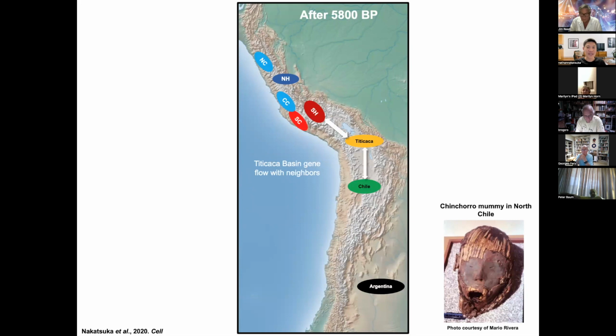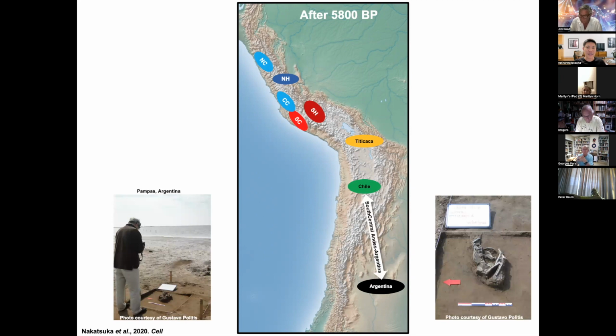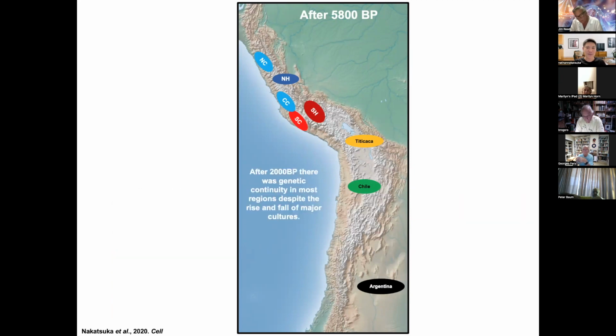We find that groups in the Titicaca Basin have gene flow from the South Peru highlands and North Chile. And we also found that the Andes had significant genetic interaction with external regions. So approximately 2,000 years ago, Northwest Amazon ancestry spread to northern Peru, and particularly the northern and central coast. And in addition, the South Central Andes had genetic interaction with Argentina, even impacting the Pampas region over 2,000 kilometers away. However, after 2,000 years ago, we find surprising genetic continuity in most of the regions, despite constant cultural change and the succession of major cultures.